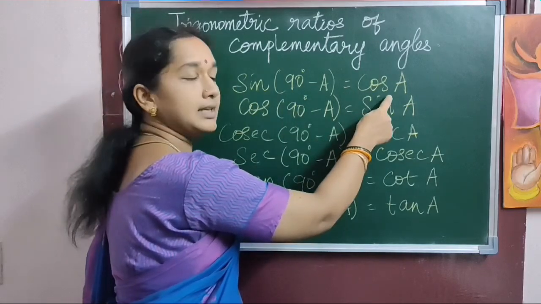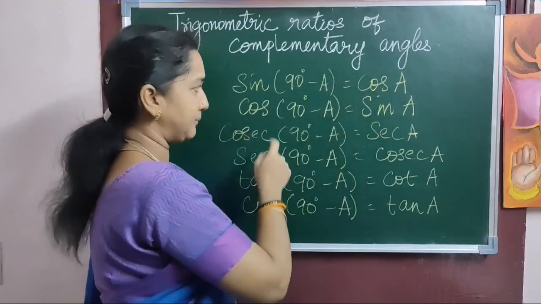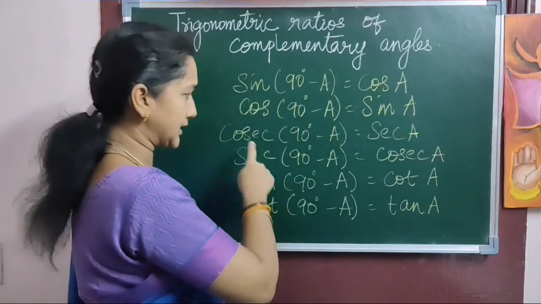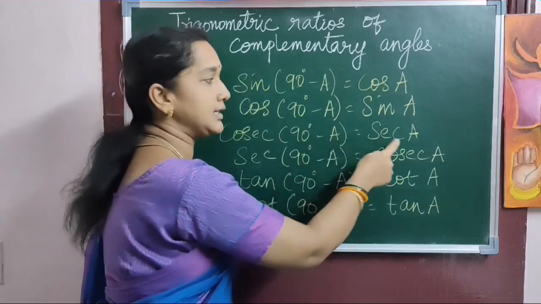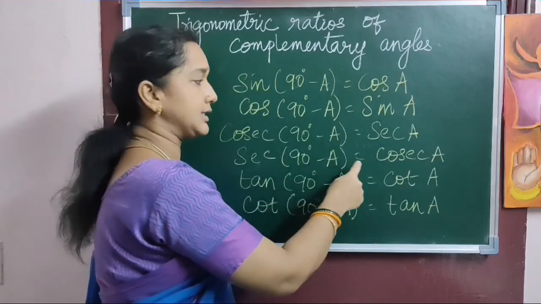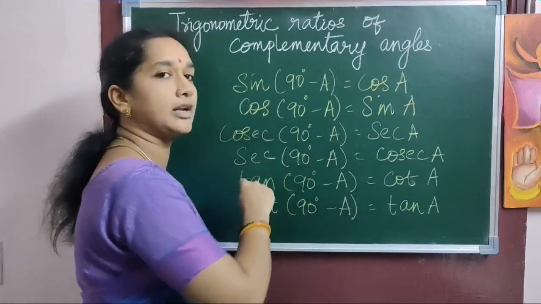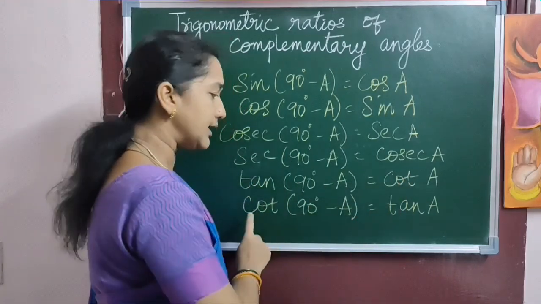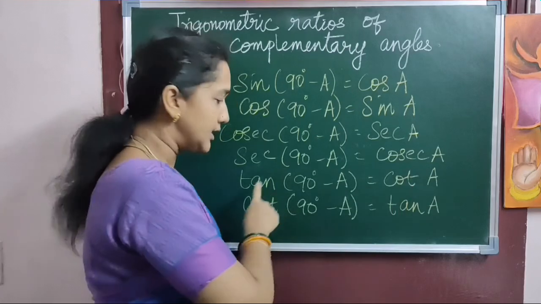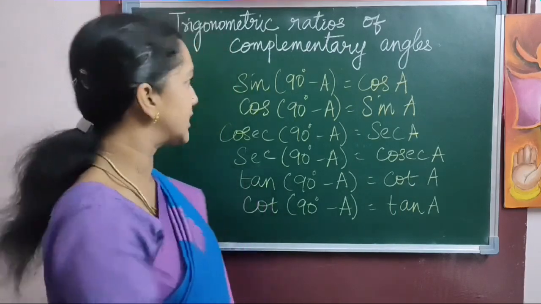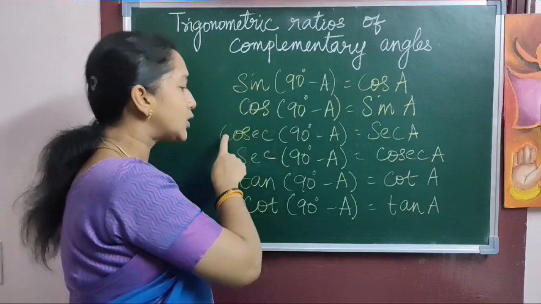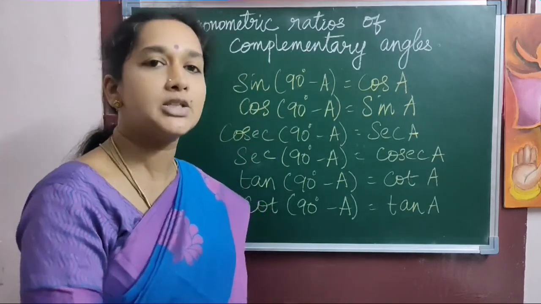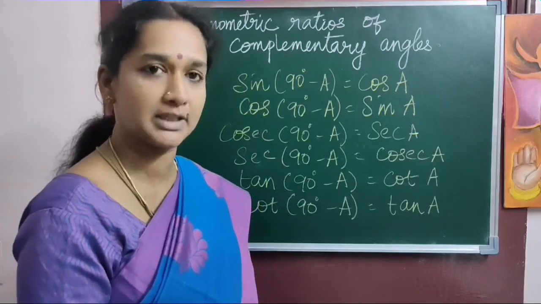Now the ratios. Sin 90 degree minus A is cos A, and cos 90 degree minus A is sin A. So sin and cos are complementary. In the same way, cosecant 90 degree minus A is secant A, and secant 90 degree minus A is cosecant A. Then tan 90 degree minus A is cot A, and cot 90 degree minus A is tan A. So sin and cos, cosecant and secant, tan and cot are complementary ratios. Based on these, we will be doing some sums.